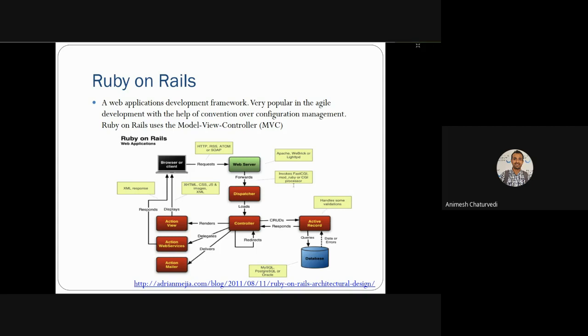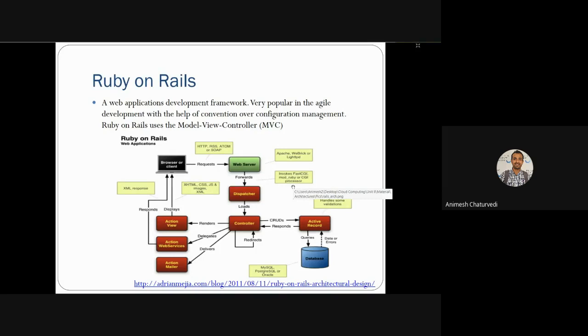Then the controller sends this request response to Action View, Action Web Service or Action Mailer. So Action View will do the rendering process if it shows. Then Action Web Service does the delegation to the other web service, and Action Mailer would do the delivery directly to the customer or client. Action View basically does the display, and Action Web Service responds by redirecting to the other web service.